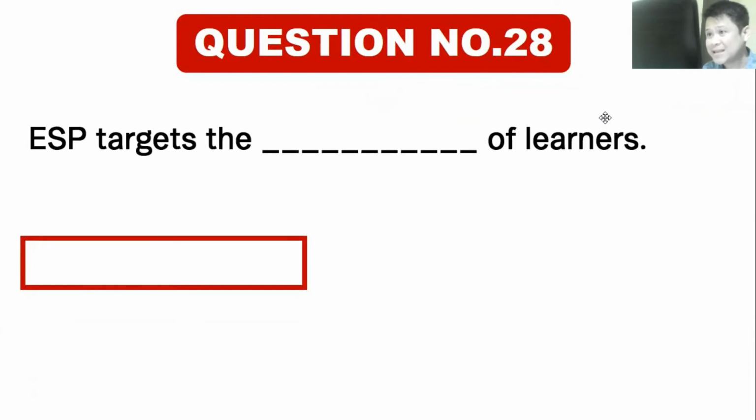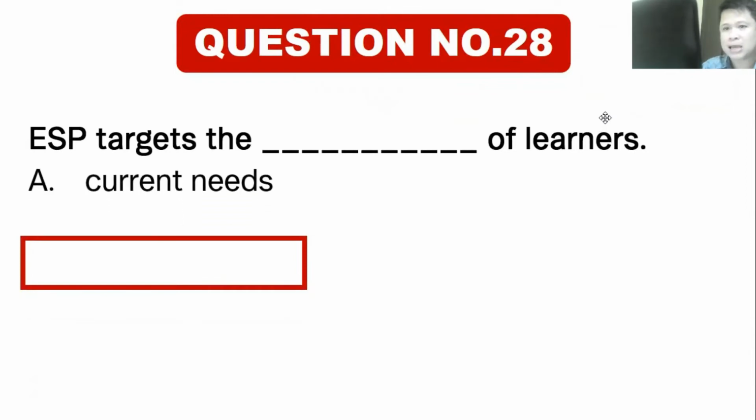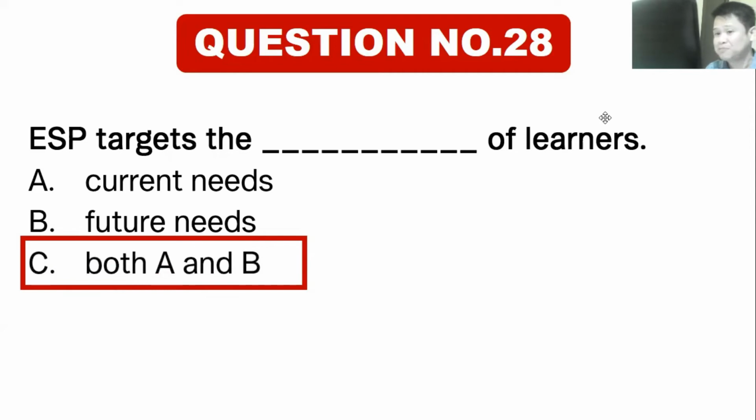Okay, number 28, ESP targets the blank of learners. A, the current needs of learners. B, the future needs of learners. C, both A and B. Letter D, neither A nor B. So there is already an answer here. The ESP, or English for specific purposes, targets both the current needs and the future needs of learners.